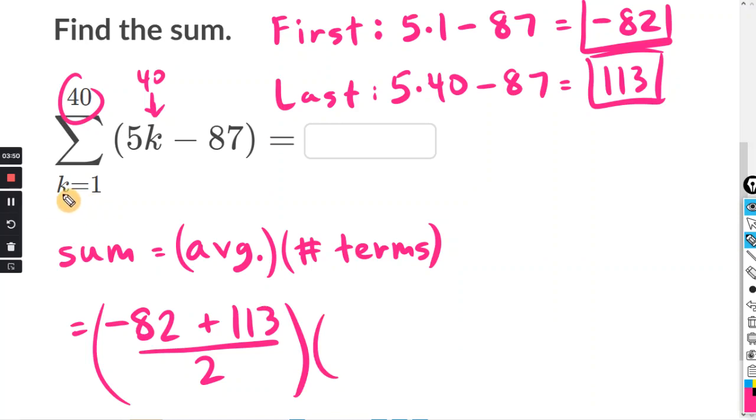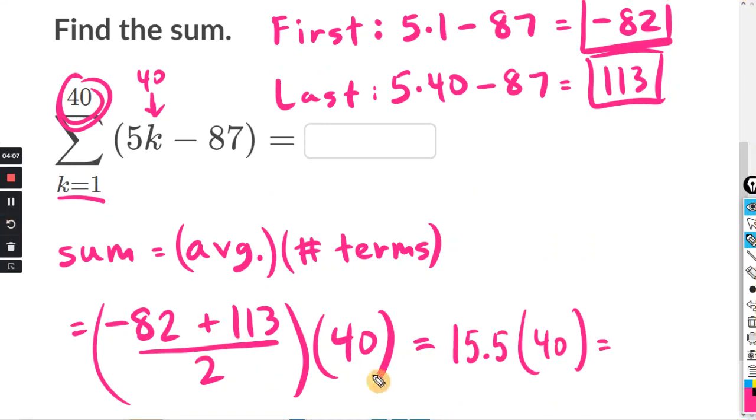So the first one was k equals 1. The last one was k equals 40. And it increments or goes up by 1 each time. So 1 through 40, there's just 40 terms. And now just use the calculator. Right here I get 15.5, and that's times 40. And that gives us 620. So right there is the sum right in the box.